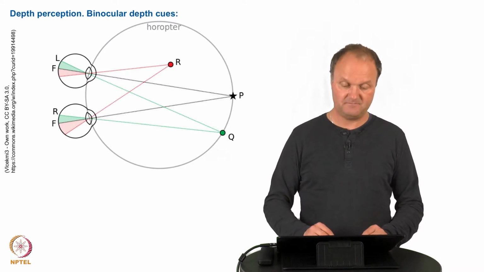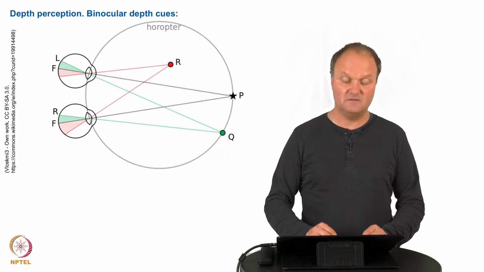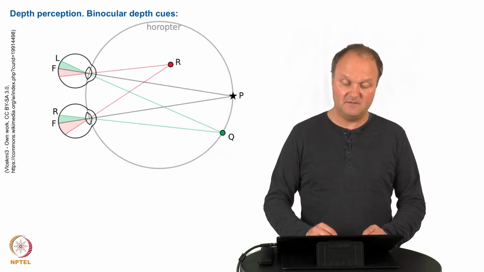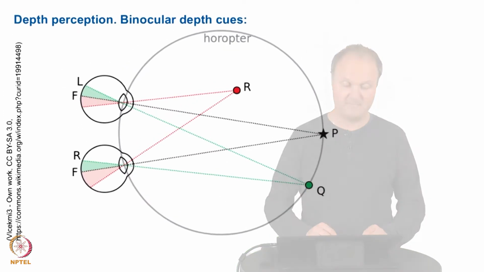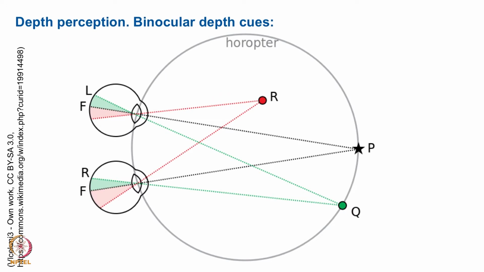In addition to these monocular cues, there are so-called binocular cues, which only happen because we have two eyes. And two eyes means that we can actually analyze the difference in the retinal images from the two eyes. This difference is called the binocular disparity, and the analysis of this helps us to identify depth. In order to do so, it's important to understand the concept of the horopter.